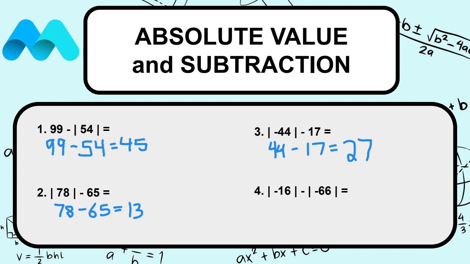The absolute value of negative 16 is 16. Then we have minus. We have to bring down that subtraction sign. The absolute value of negative 66, which is 66. But, ooh, what do we have here? Now we have 16 minus 66. So in this case, we have a smaller number subtracted by a larger number. So I'm just going to go ahead and do this. 16 minus 66 is negative 50.